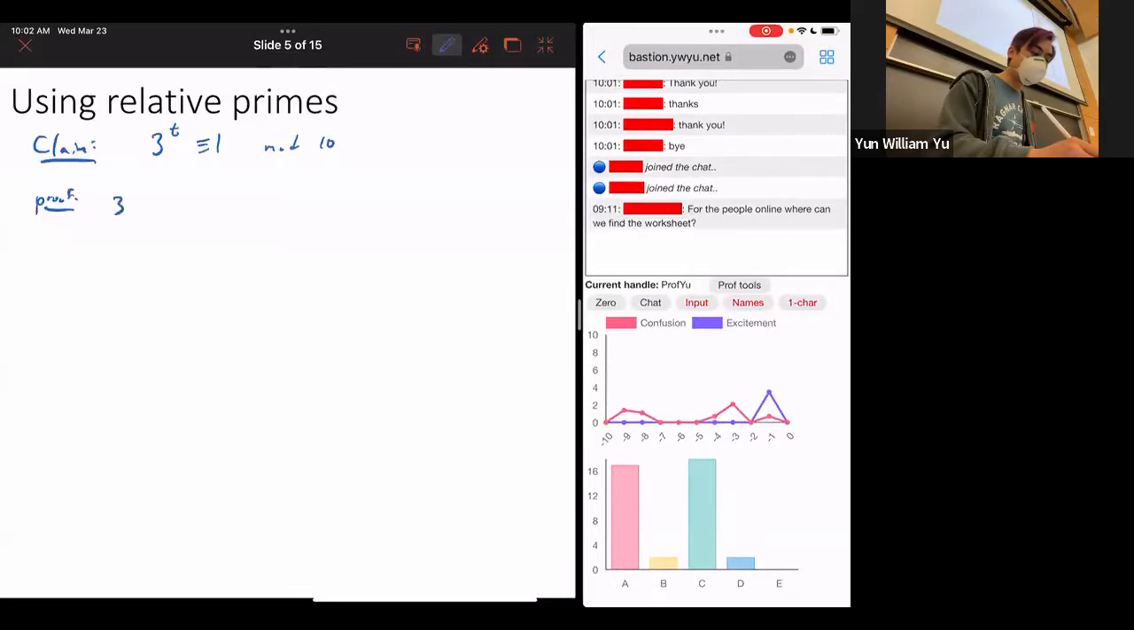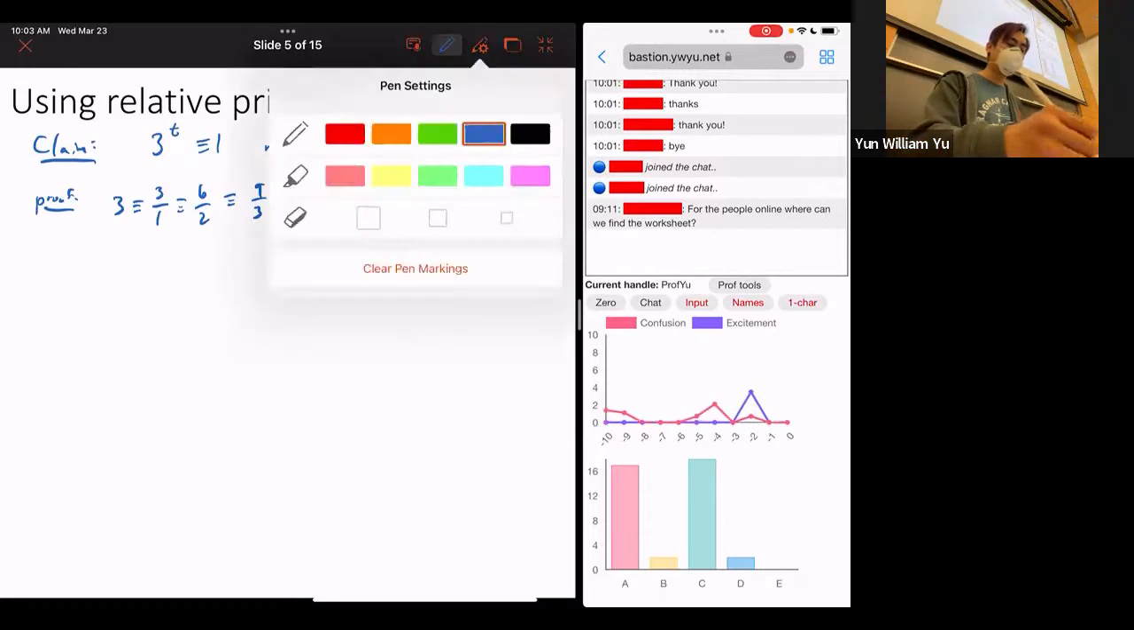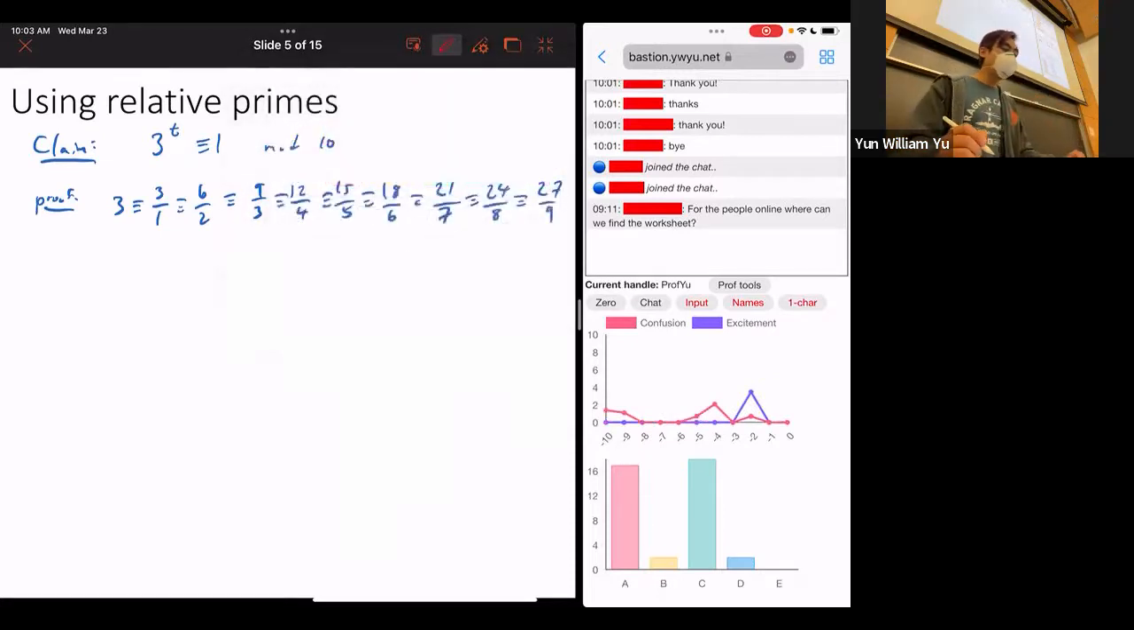So notice originally we had 3 is congruent to 3 over 1, is congruent to 6 over 2, is congruent to 9 over 3, is congruent to 12 over 4, is congruent to 15 over 5, is congruent to 18 over 6, is congruent to 21 over 7, is congruent to 24 over 8, is congruent to 27 over 9. But this was wrong, right? We already said that this step was wrong. Why was it wrong? Because you can't divide by 2.